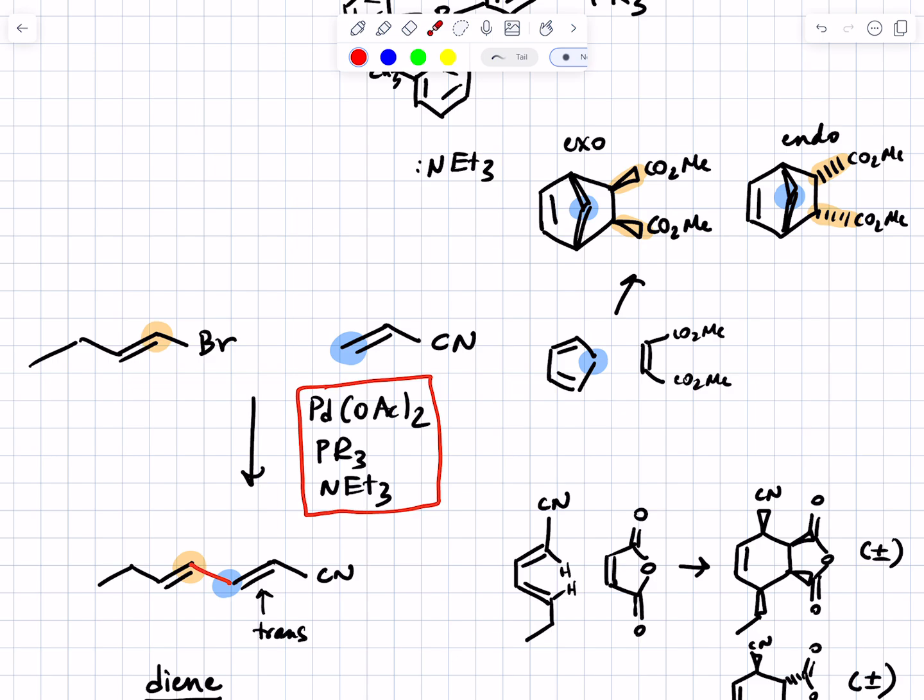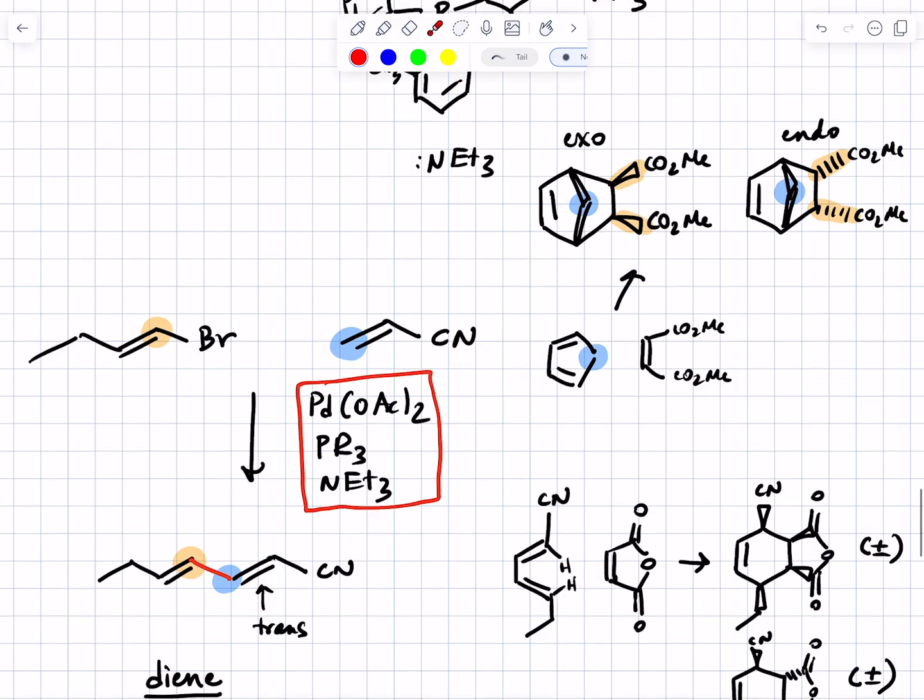Okay, what else? Yeah? And like, endo is usually preferred, right? Endo is preferred usually, yeah, for various reasons, but that's the standard result of the Diels-Alder reaction. Okay, others?